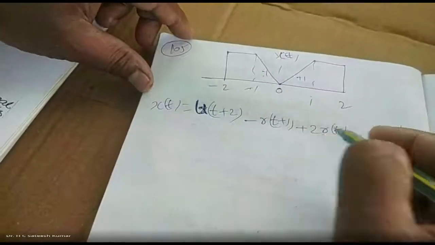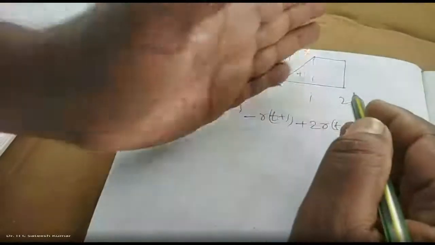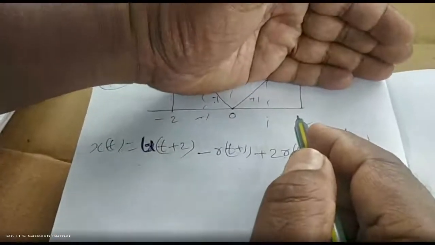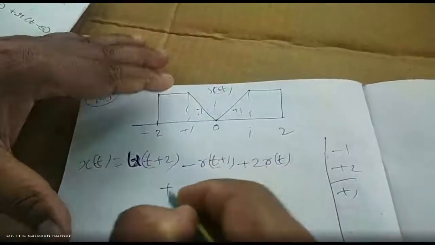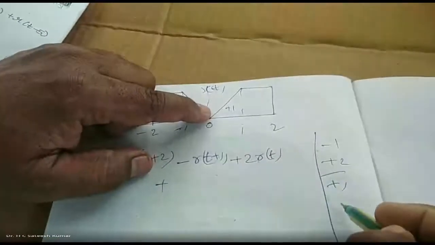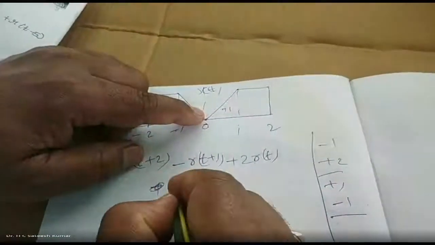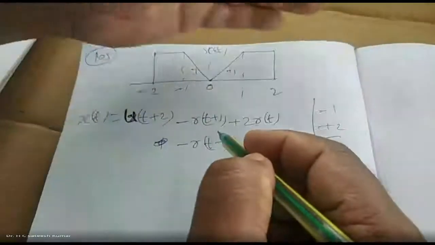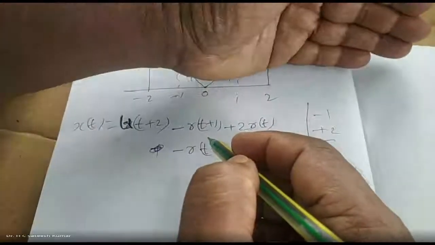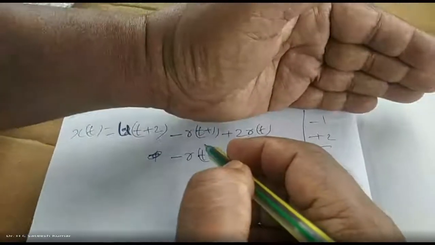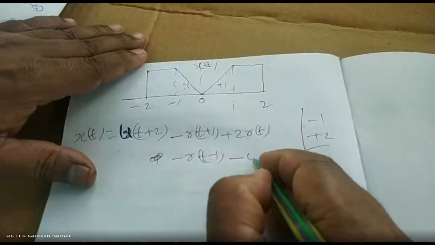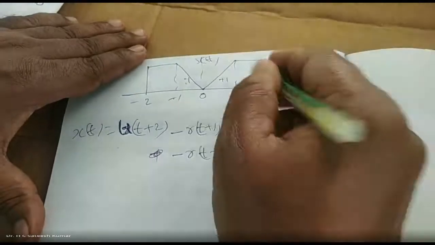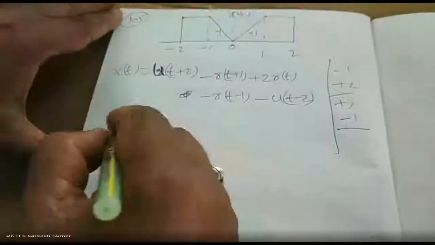r of t. Now I am going with a slope of plus 1. Now I want to make the slope 0. So therefore, what should you do? From where? 1. Slope means plus 1. If you want to make it 0, minus 1. Minus r of t minus 1, so it becomes horizontal. Now you have to come down one step: minus u of t minus 2. That's how we should do it. So 1 unit comes down starting from 2.